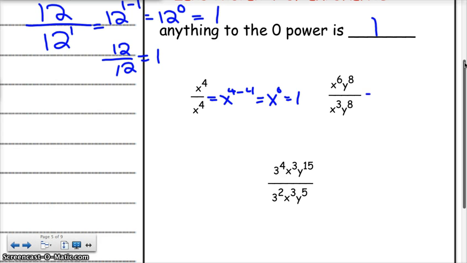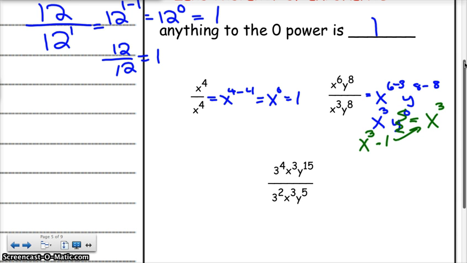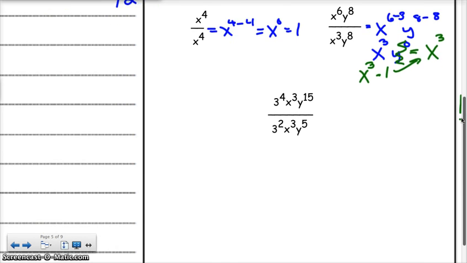Notice how I do this one. This would be x to the 6 minus 3, y to the 8 minus 8, x cubed, y to the 0. What I always tell my students, when you have y, anything to the 0, you just cross it out because it's 1. 1 times anything is that other number itself. So my final answer would just be x cubed. It's really x cubed times 1, but that is just x cubed. Okay. All right, advancing it more.